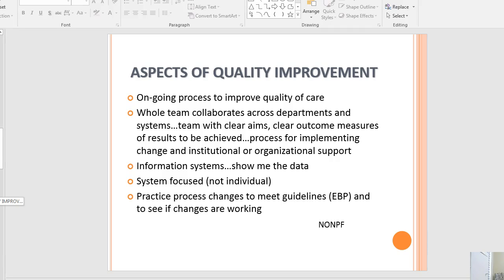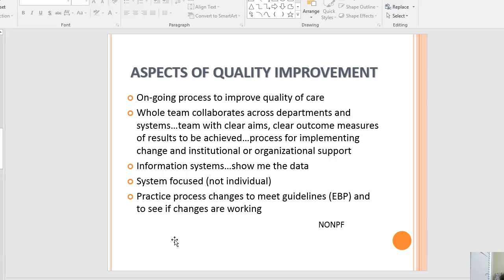All right, so aspects of quality improvement. So it's always an ongoing process. You're going to cycle through. The whole team collaborates across departments and systems, and you want clear aims, clear outcome measures, and results to be achieved in a process for implementing the change. And you, of course, want institutional support, because there's no point in going through all of this when no one's going to support you. So you want to use data to support all this.